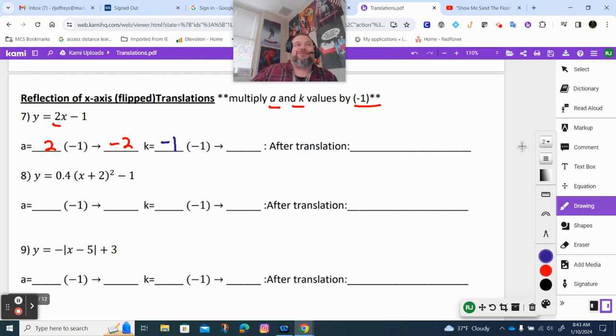All right, what is -1 times -1? Times +1. Yeah. All right. So our new a is -2. Our new k is +1 because of what we had to do. We translated it. We flipped it. Okay, some of y'all do a lot of translations already.